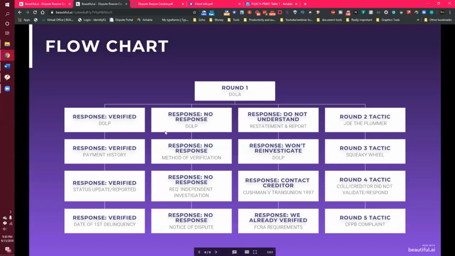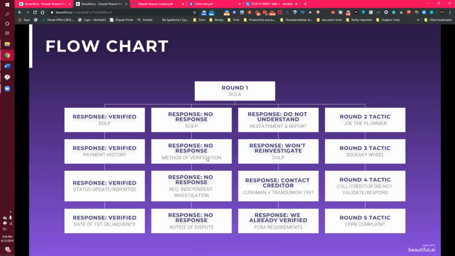All right, so let's say that you're disputing and you send out round 1 and you're like, oh my God, I'm going to get this removed. And you find out that it wasn't removed because you pulled a new report and it's still there. And they didn't even reply to you. That's okay. Go to the next dispute reason. So if you started with date loss activity, now you're on date loss payment.